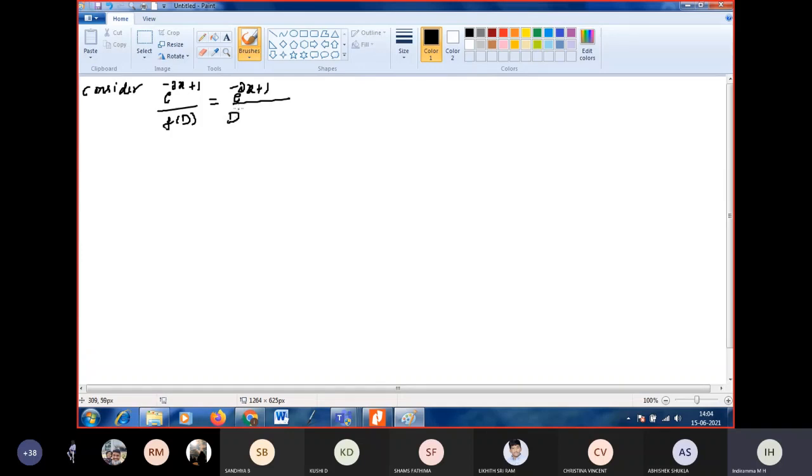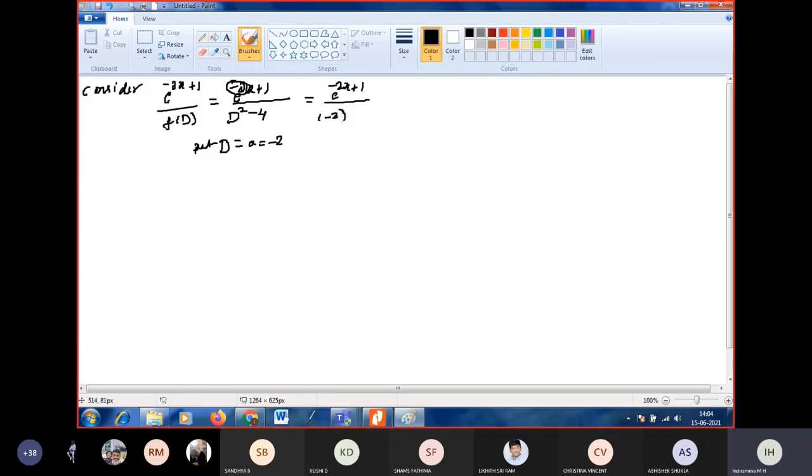f of D is nothing but D square minus 4, correct? So now it is like the e power ax plus b form. So we have to replace D by what? Put D equal to a, which is equal to minus 2. So we obtain e power minus 2x plus 1 by minus 2 whole square minus 4.